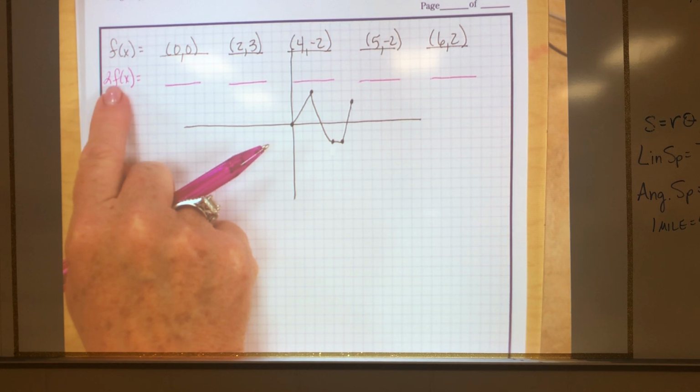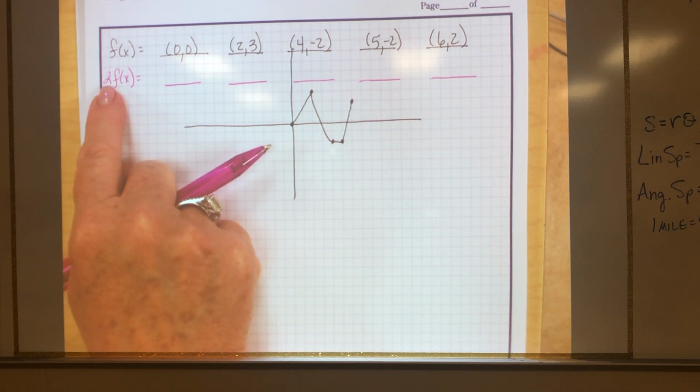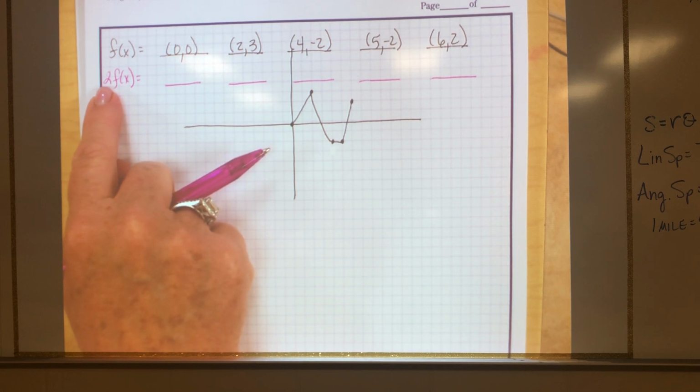F of, which is y. Okay? So, we're not doing anything to the x. What are you doing to the y? Multiplying it by 2. Okay? So, now this 2 is on the y, right? Because it's multiplied by the y's. Would it be a vertical stretch or a vertical compression?